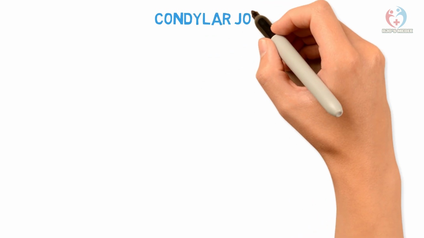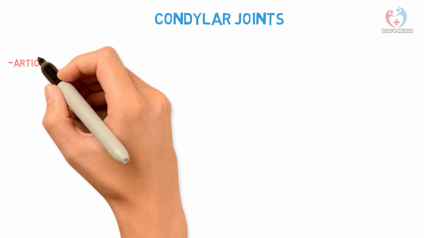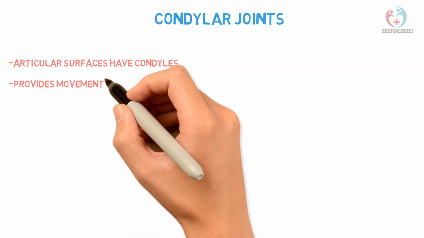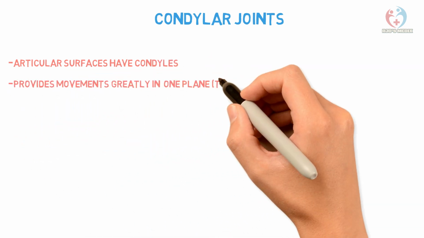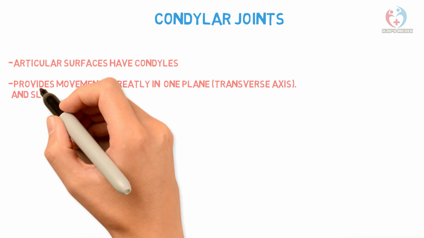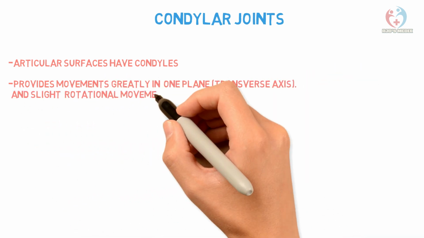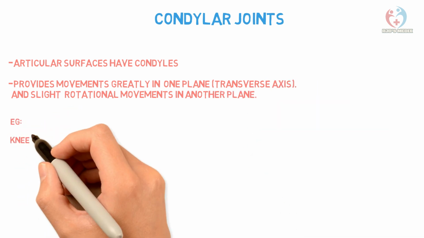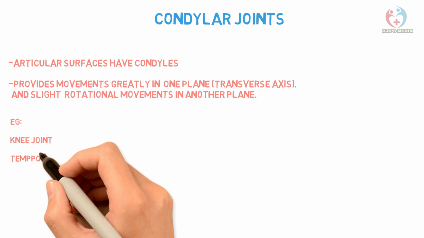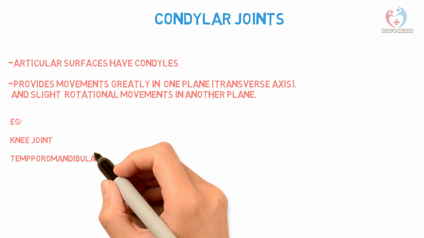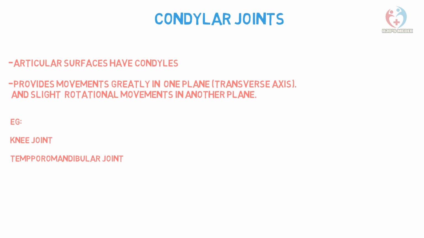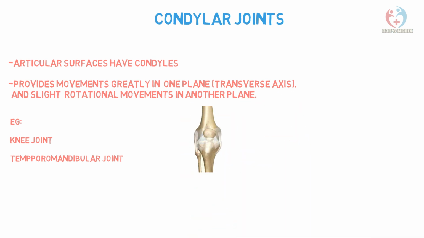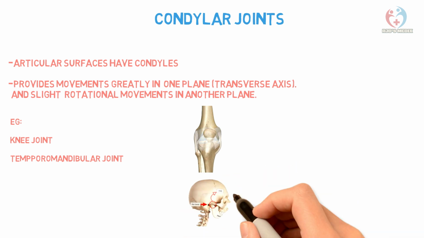Condylar variety of synovial joint. In the condylar variety, there is a typical process of condyles. Condyles provide movements greatly in one plane, that is transverse axis mainly, and slightly some rotational movements in another plane. For example, in the knee joint, flexion and extension take place in the transverse axis, and there is also medial rotation of the femur around the tibia, that is locking and unlocking of the knee joint. Examples of condylar variety of synovial joint are knee joint and temporomandibular joint.